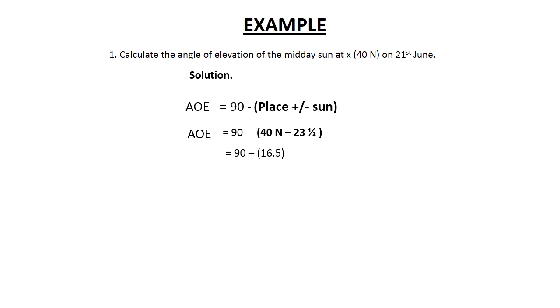After we have made the calculations, 90 degrees minus 40 degrees minus 23.5, our angle of elevation will be 90 degrees minus 16.5. And our answer, angle of elevation, will be 73.5 degrees. So that is how you find the angle of elevation.